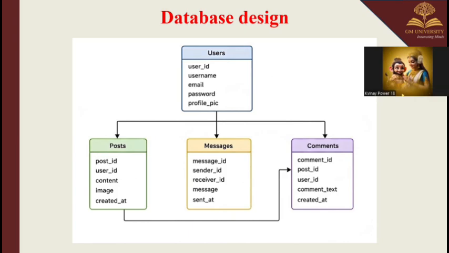And the message collection, with message id, sender id, and receiver id which are references to users, the message we are sending, and sent at. Next, comment id, we can store the comment id of the comments, and post id which is the reference to the post collection, user id which is the reference to the users collection, and comment text which is what we comment on the post, and created at.